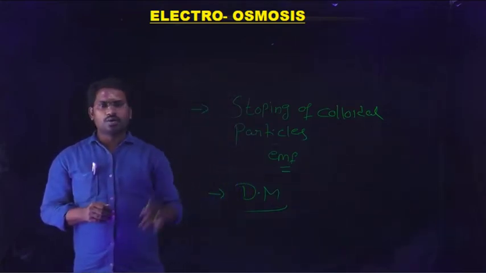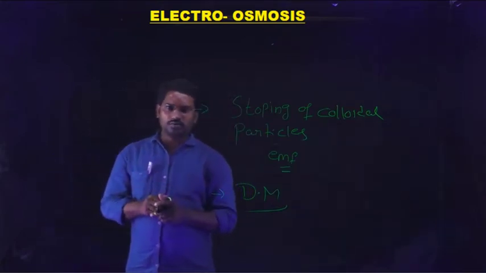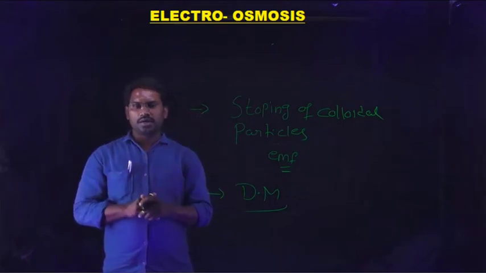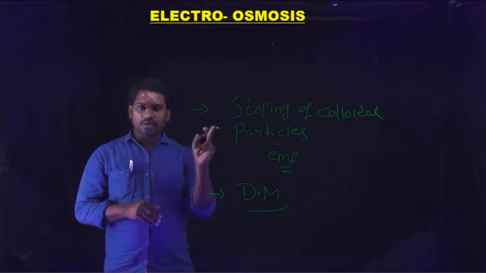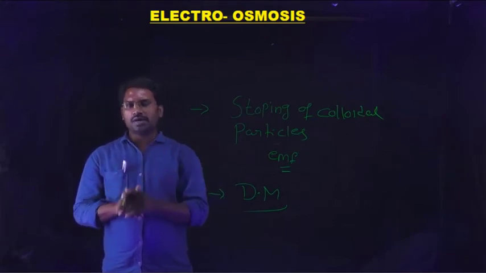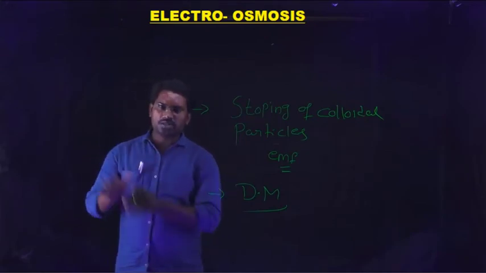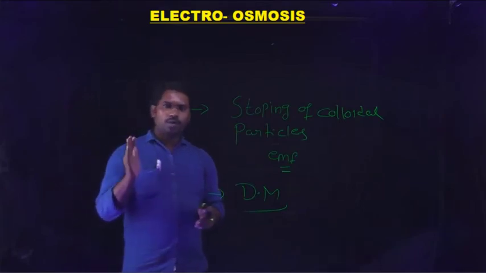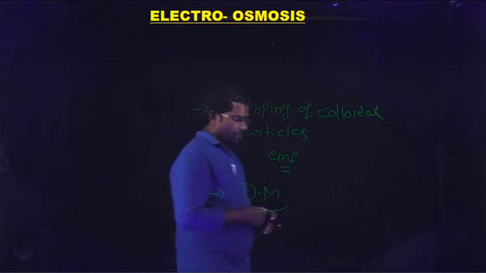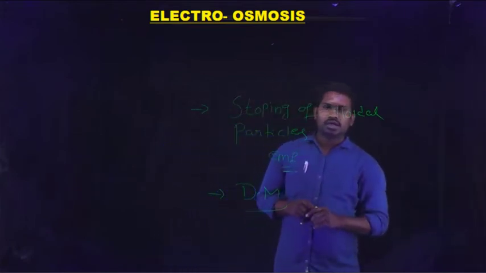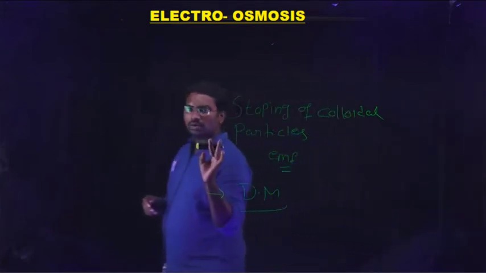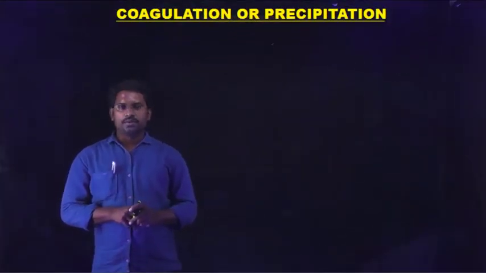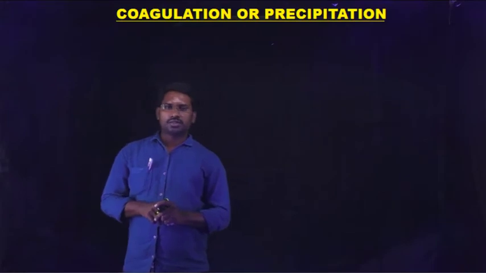In case of electroosmosis, we take the diaphragm. The essential of the diaphragm is stopping or arresting of the colloidal particles. But in electroosmosis, in place of colloidal particles, the dispersion medium moves toward the electrode of opposite charge. That is the difference between electrophoresis and electroosmosis.